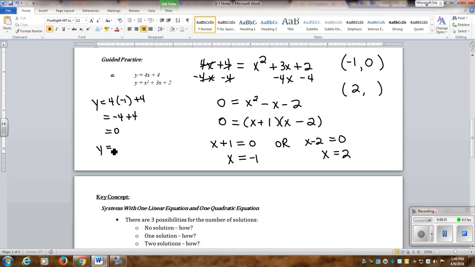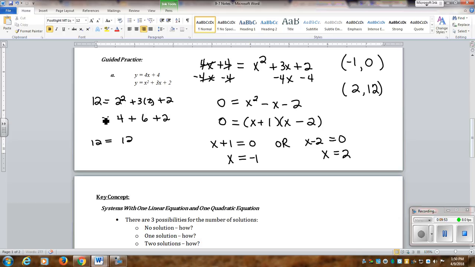If I do the next one, y equals 4 times 2 plus 4, which is 8 plus 4, which equals 12. So when x is 2, y is 12. Now I should substitute those back in to check. I should substitute those back into here and check. I'm going to show you what that looks like. We know that it works in the first equation. So I'm going to do 2 and 12 up here. So I'm going to have y equals 12, and I'm going to do 2 squared plus 3 times 2 plus 2. So 4 plus 6 plus 2, and 12 equals 12.